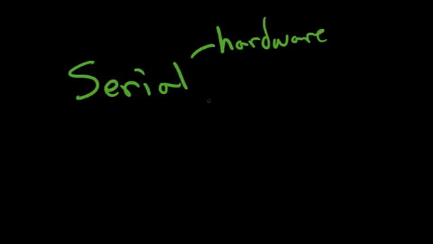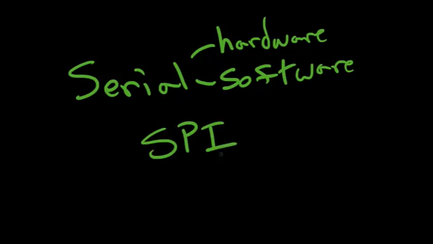So we have serial, so we have a hardware serial. Then we also have a software serial. And then a subset of serial, we have SPI and I2C. So now let's go ahead and take a look at these in more detail.